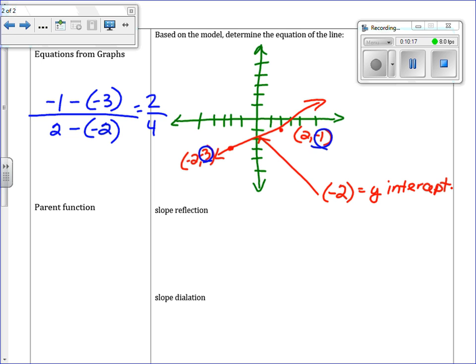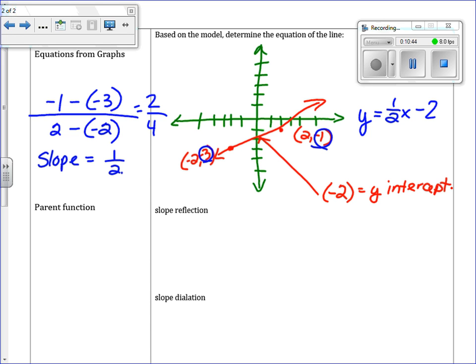So my slope is going to equal 1/2. Knowing that my y-intercept is negative 2 and my slope is 1/2, I can put it into my formula y equals mx plus b: y equals 1/2 x plus negative 2.